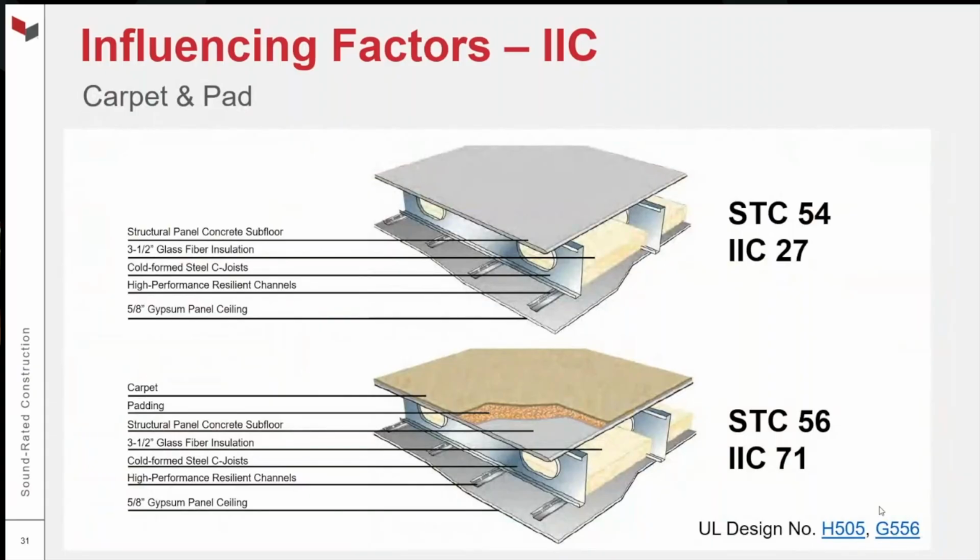These are UL Designs H505 or G556: steel C-joist assemblies, resilient channels, subfloor layer, structural concrete subfloor. And the one on top, STC 54, IIC 27, that is the IIC tested with the bare concrete panel subfloor. That's very low IIC. It's because of the surface hardness of that concrete subfloor panel. By comparison, as soon as you put carpet and pad on top, your IIC jumps up to 71.